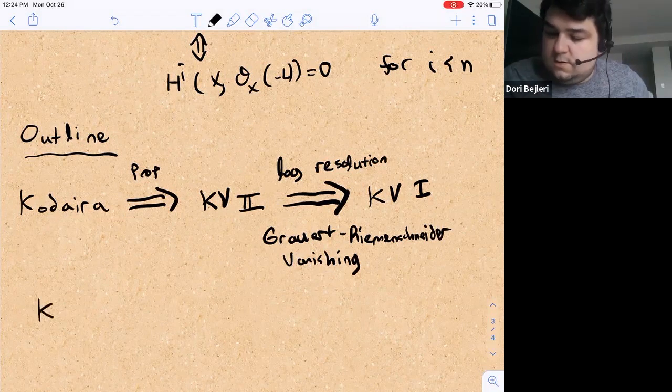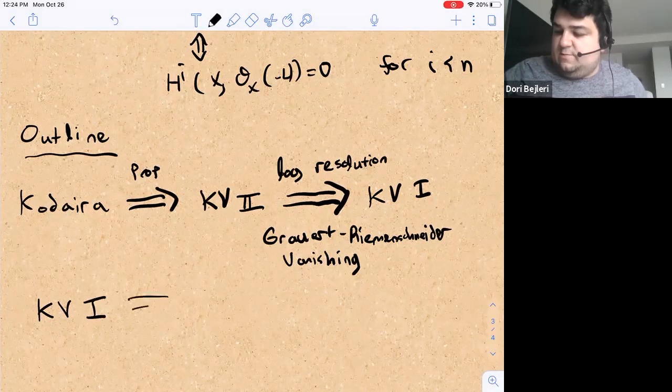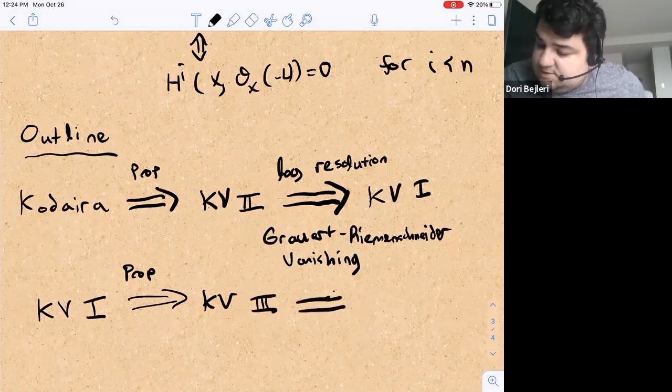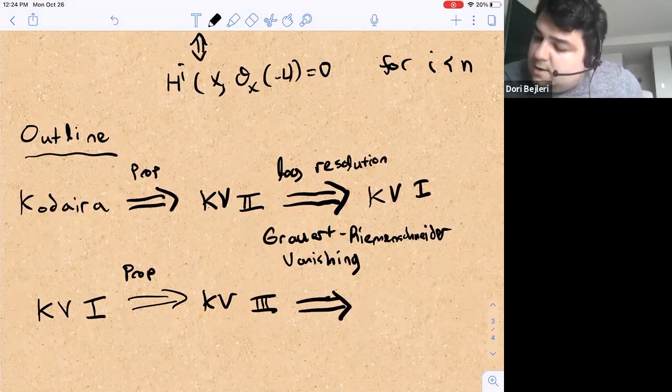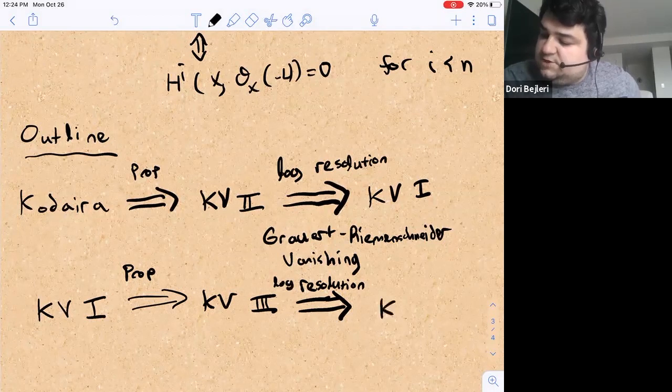Then, just like in this first arrow, we apply the proposition to add back in a boundary. So this gives us KV3, where now we have big and nef plus boundary. And now, again, we need to do resolutions plus a slightly stronger version of Grauert-Riemenschneider, which will follow from KV3, to go from KV3 to the version for KLT pairs.